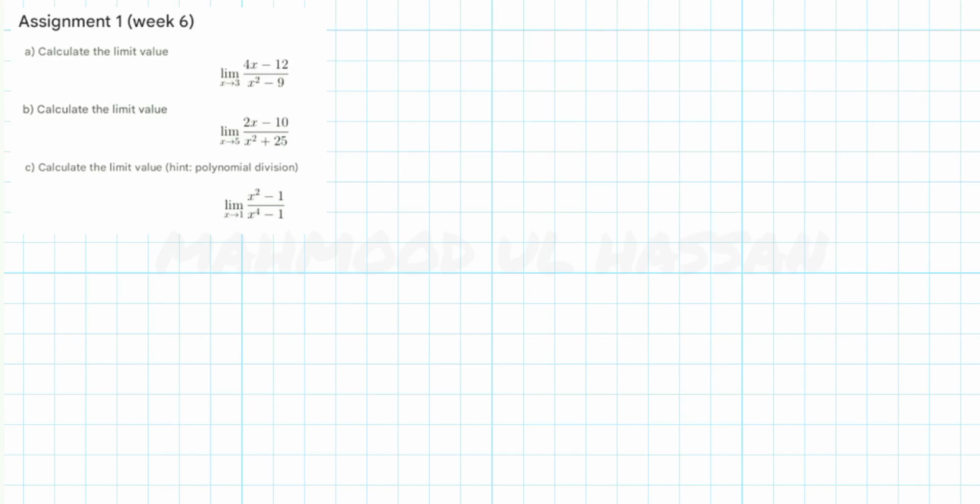Hello viewers, this is Mahmood, and in this video we are going to solve some questions related to limit, continuity and derivatives. So the first question is calculate the limit value, that is part A, and here we have limit x approaches to 3 and the function is 4 times x minus 12 divided by x to the second power minus 9.